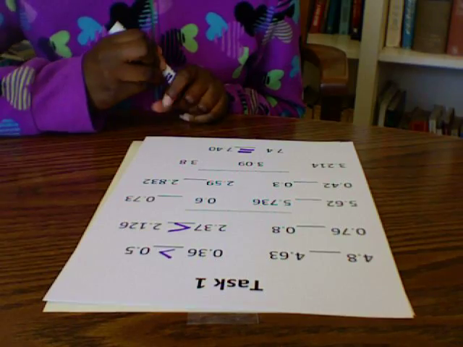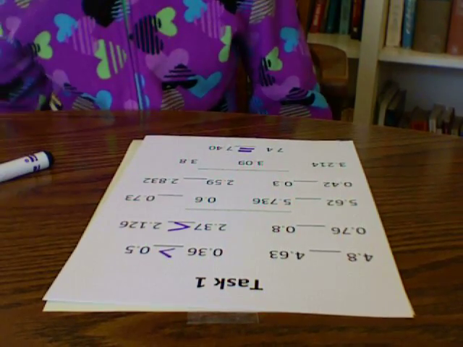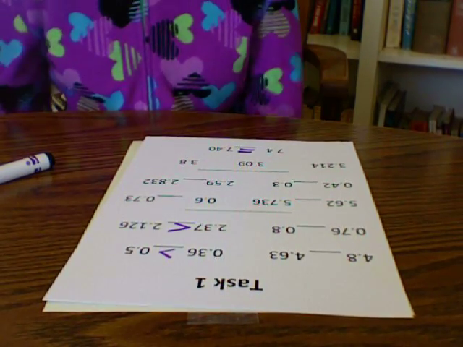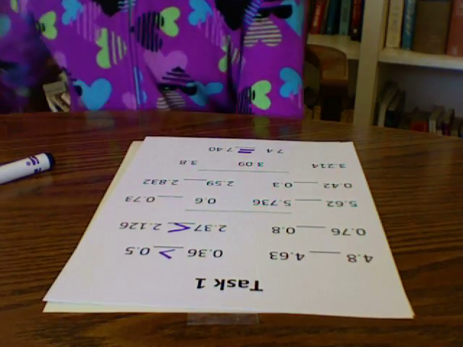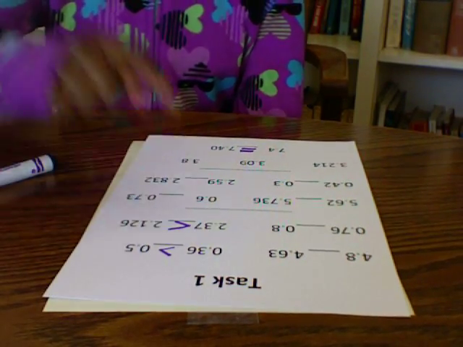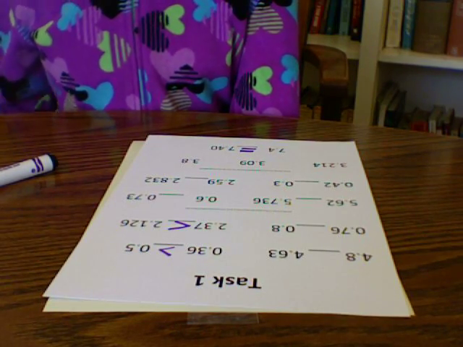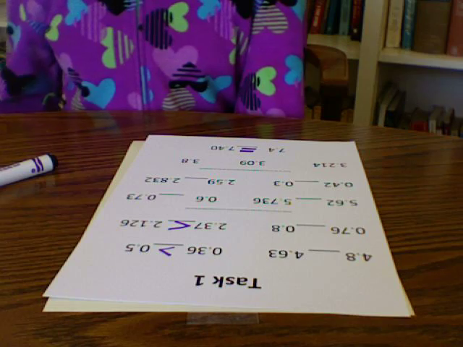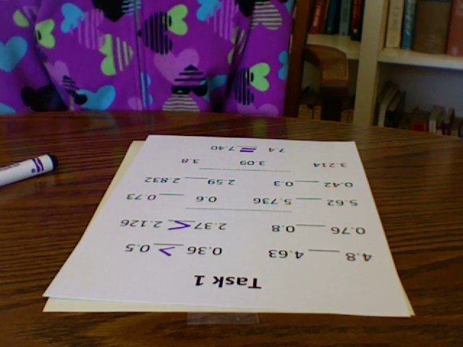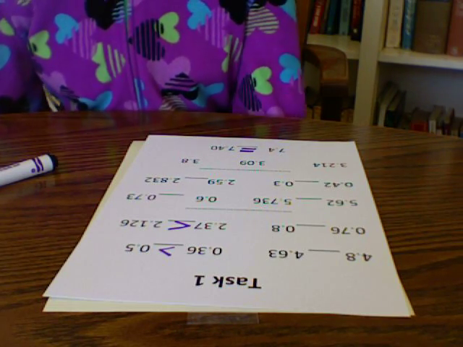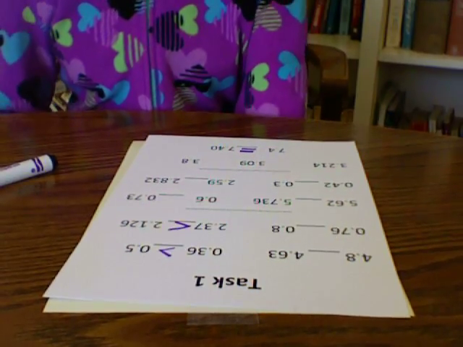Okay, and how did you know to make your sign that way? Because this is in the tens and this is in the hundreds. And what does that mean? Or the hundredths. The hundredth is greater than 5 tenths. Gotcha. Okay. Can you do another one for me?